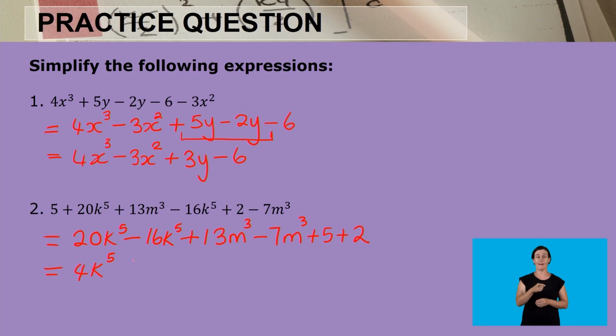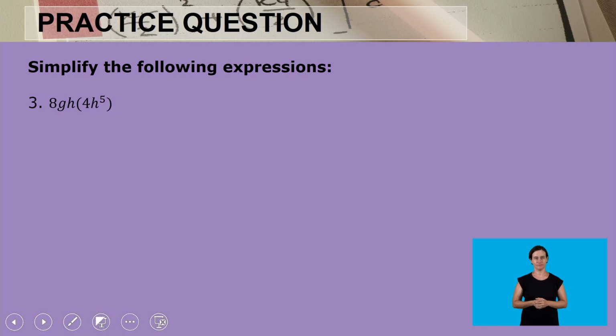Then we have a 13 minus 7. Now 13 minus 7 is a 6. So we are going to add a 6 there, and of course the m cubed. And lastly, we have our constants. They are also like terms because they are both constants. So we are going to have a 5 plus a 2, and that gives us a 7 that is going to be added there. And that is the answer to that expression, the simplified version of that expression.